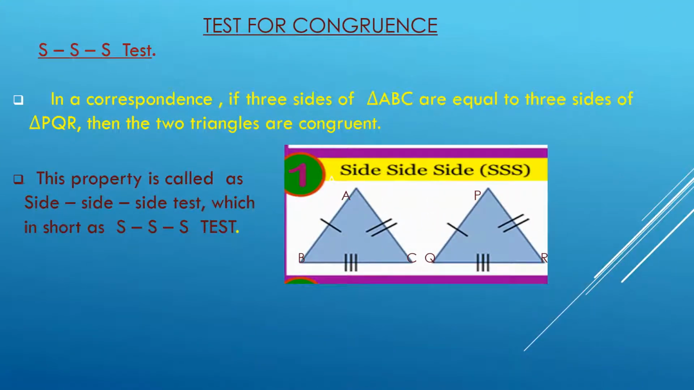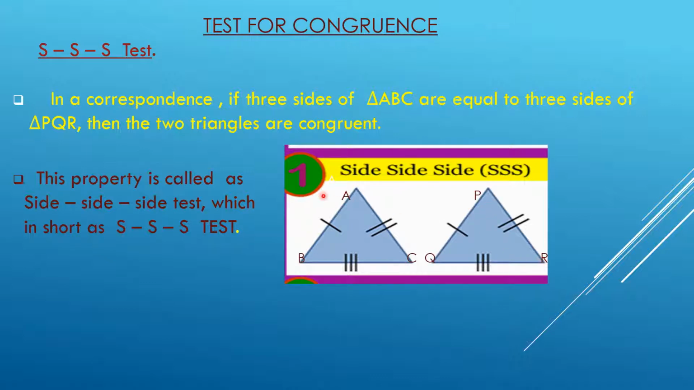Now we will be learning about different tests for congruence. The first one, SSS test. What is SSS test? In a correspondence, if three sides of one triangle are equal to the three sides of another triangle, then the two triangles are congruent. Here the two triangles are triangle ABC and triangle PQR.